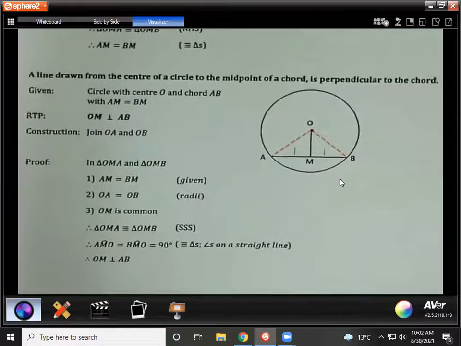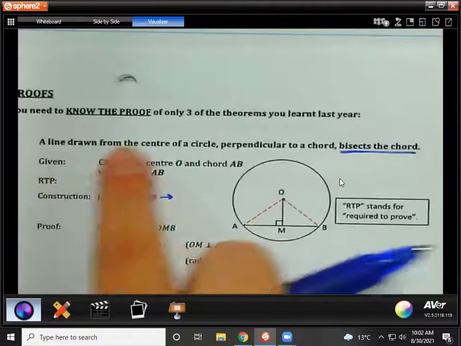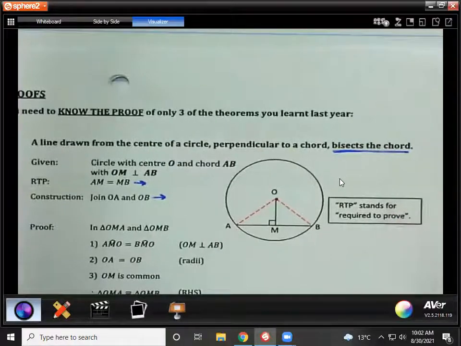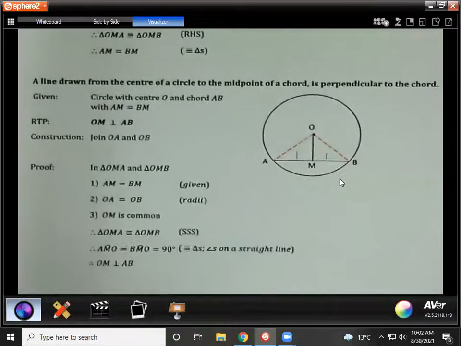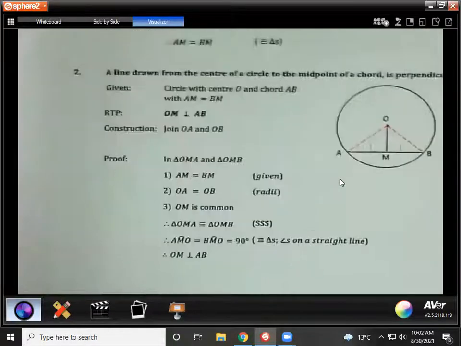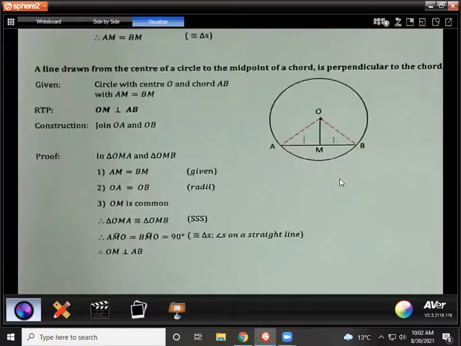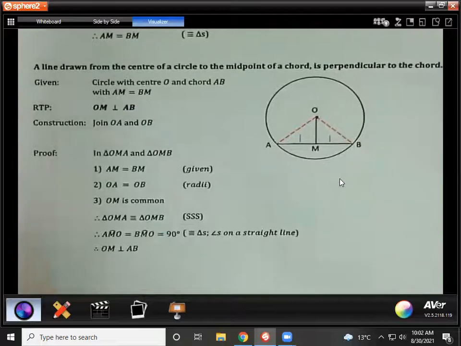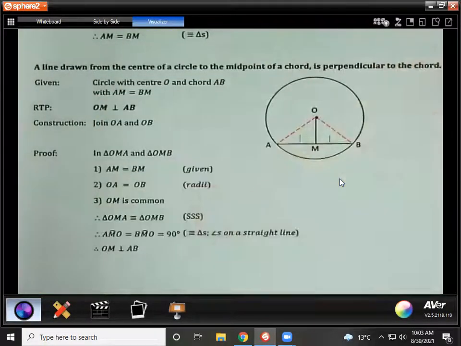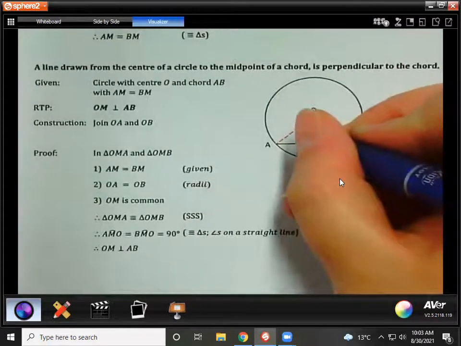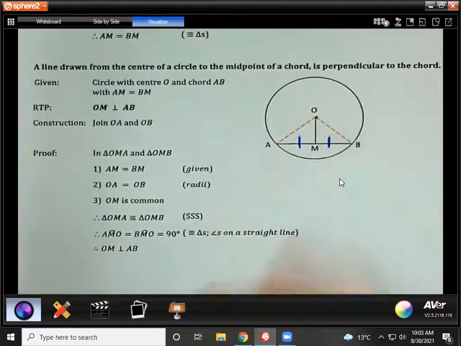Now, the second one is the converse of theorem one. This was theorem one, right? A line from the center of the circle perpendicular to a chord bisects the chord. The converse of theorem one is, so this is number two, sorry, I just can't fit it in, the second one: a line drawn from the center of a circle to the midpoint of a chord is perpendicular to the chord. So I see these lines are not in the right space. Here we go, they're supposed to be there. That's the converse of theorem one, right?